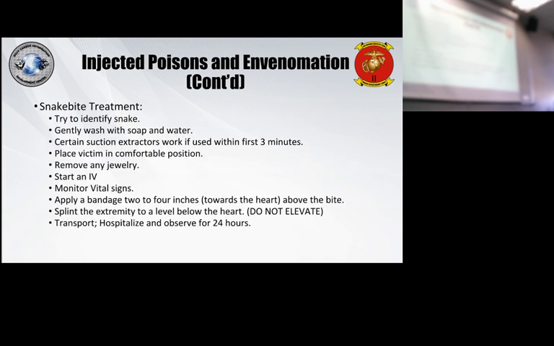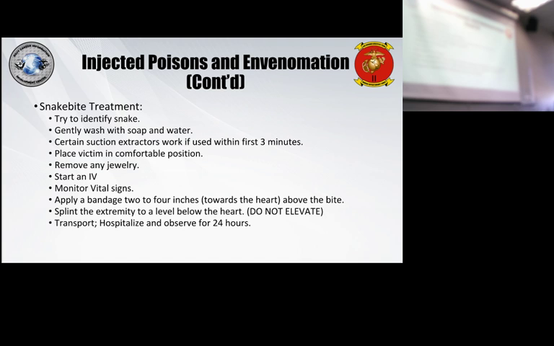So here's the treatment for the snake bite. You're going to try to identify the snake. Wash with soap and water. Certain suction extractors work if used within the first 3 minutes. Place the victim in a comfortable position. Remove the jewelry. Why would you remove the jewelry? Right. Start an IV. Why do you think it's important to start an IV? As soon as you can. Right, because your veins might collapse. It might be harder with swelling.